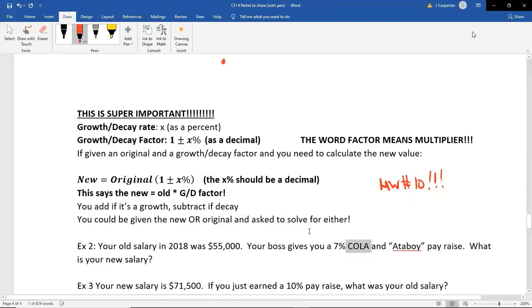But your boss gives you a 7% COLA and attaboy pay raise. Attaboy, this is just me having fun. What's attaboy sound like? Good job. You did good, so we're going to give you more money for doing a good job.